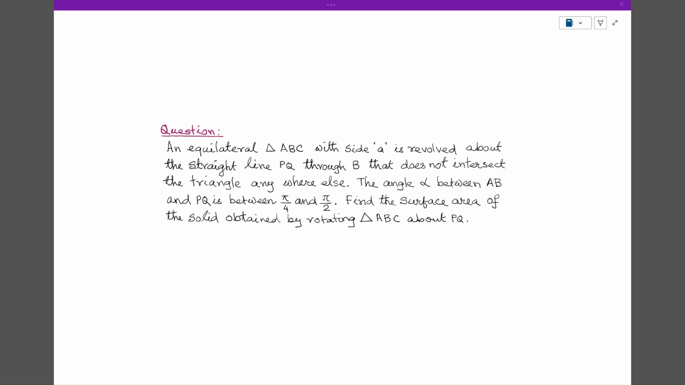An equilateral triangle ABC with side a is revolved about the straight line PQ through B that does not intersect the triangle anywhere else. The angle alpha between line AB and PQ is between pi by 4 and pi by 2. Find the surface area of the solid generated by rotating triangle ABC about the straight line PQ.